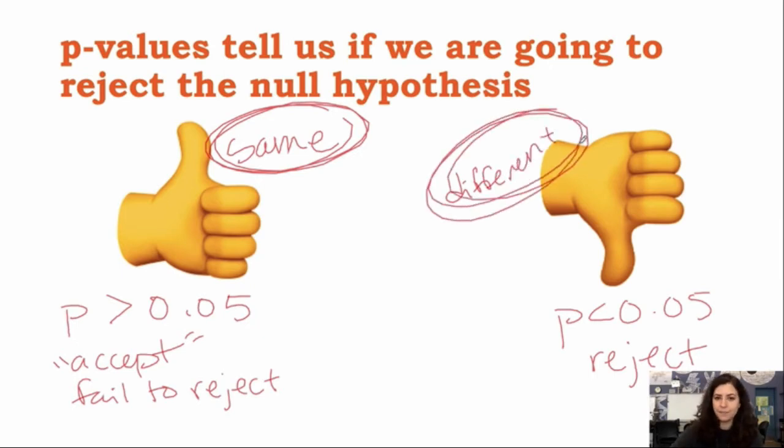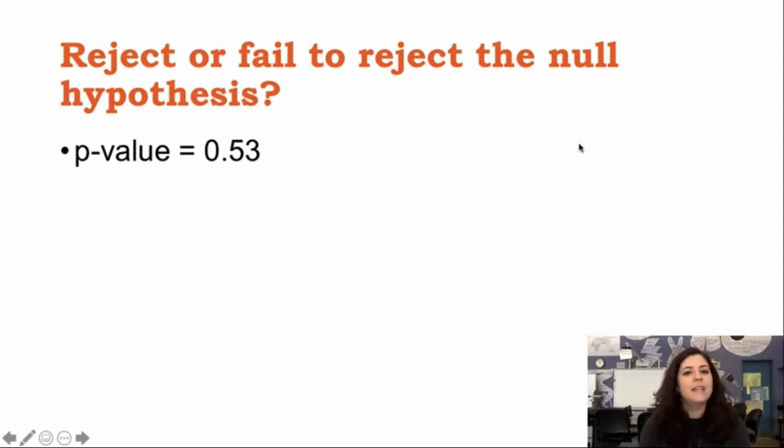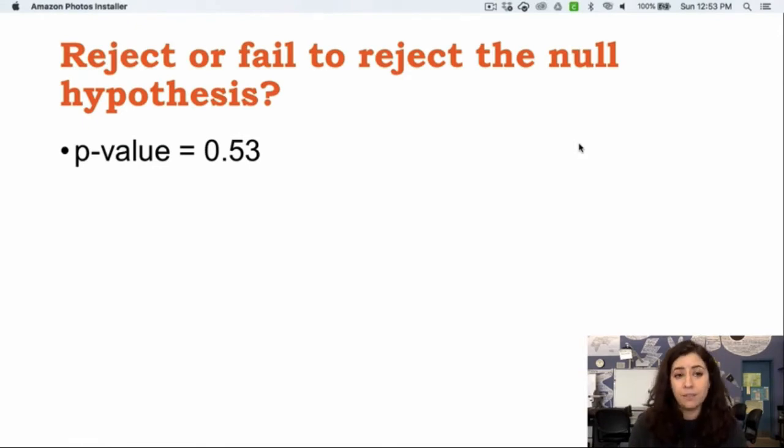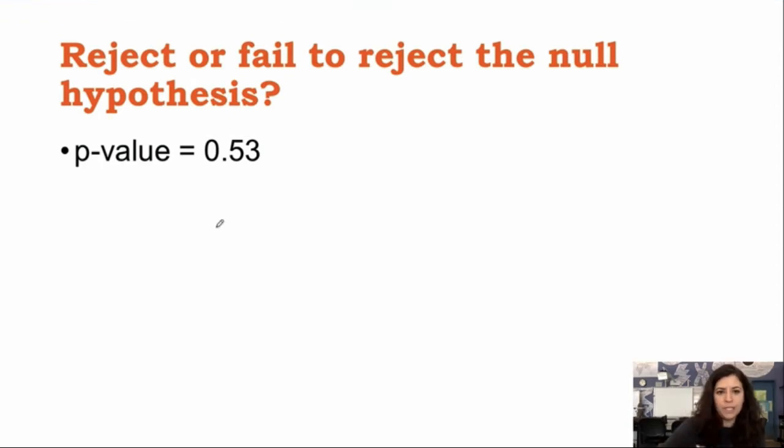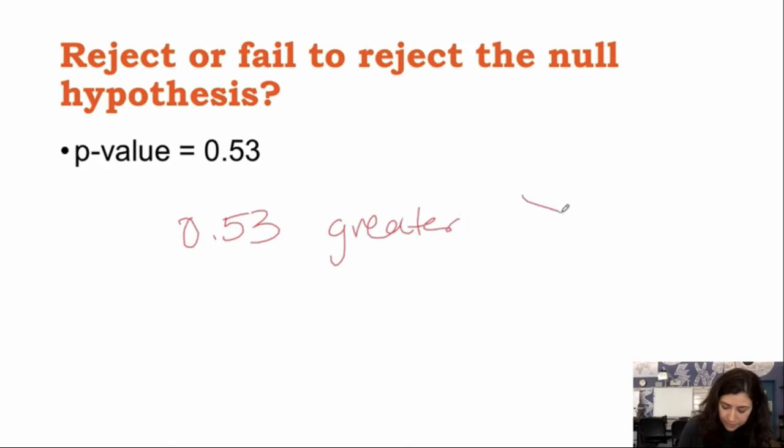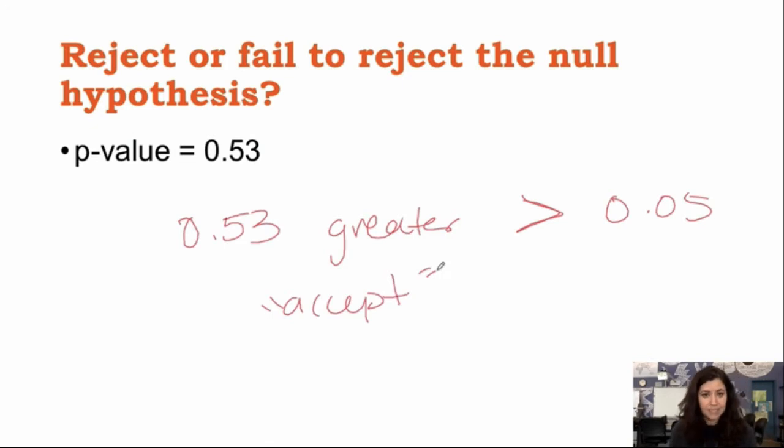Okay, let's practice. Let's imagine that we do some sort of statistical test and we get a p-value that is 0.53. Would we reject or fail to reject the null hypothesis? Okay, so in this case, 0.53 is greater than 0.05. Remember, greater, thumbs up, that means we are going to accept or fail to reject the null hypothesis. In other words, the groups are the same.